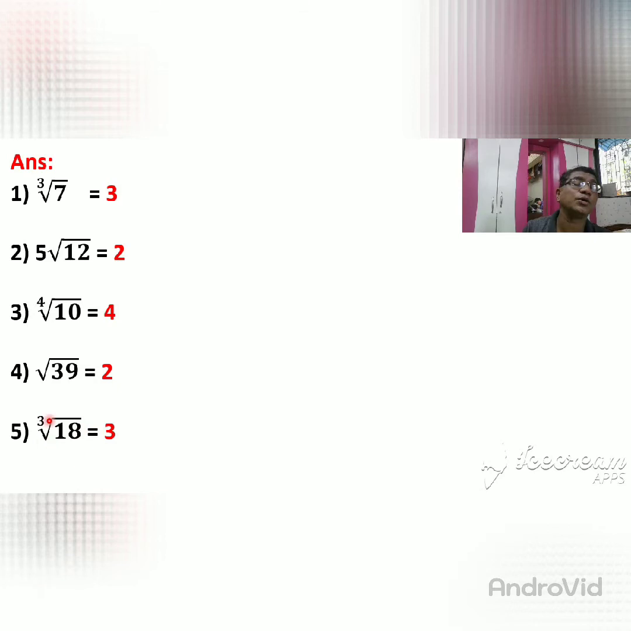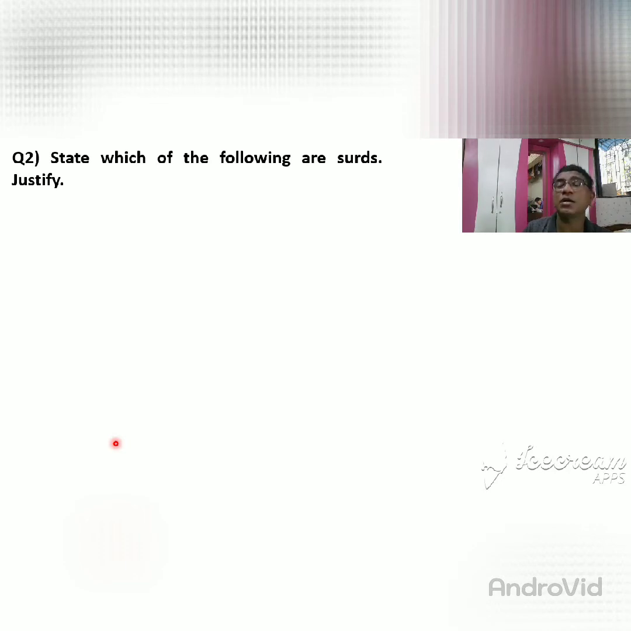This is the cube root of 18. What is the order here? The order is 3, because in the V shape there is the number 3. So the order is 3. Anyone having doubts? If anyone has doubts, ask me.